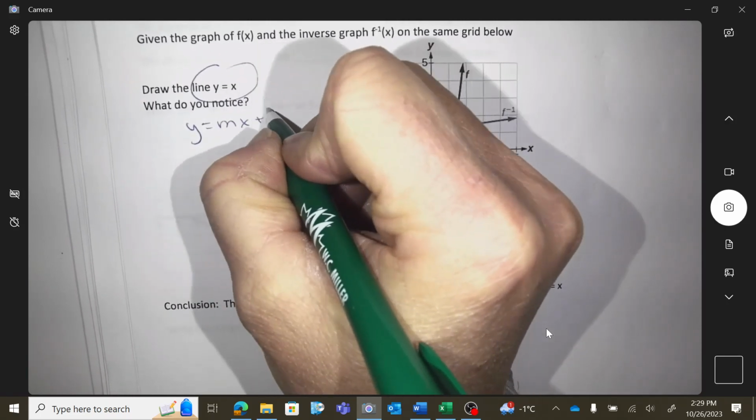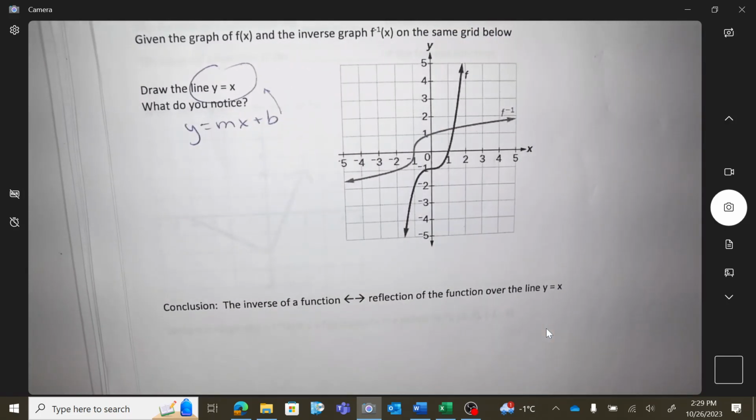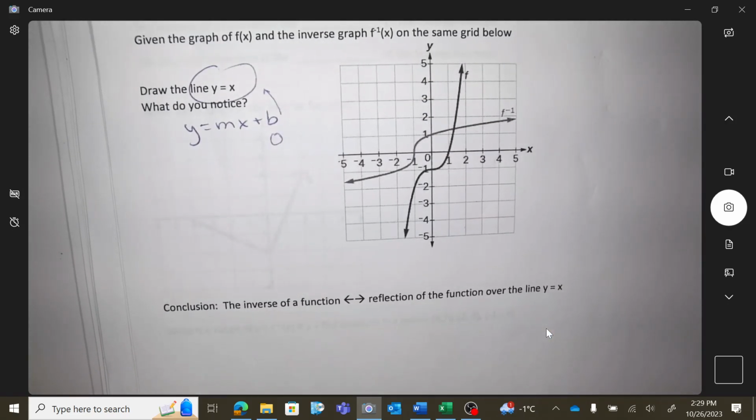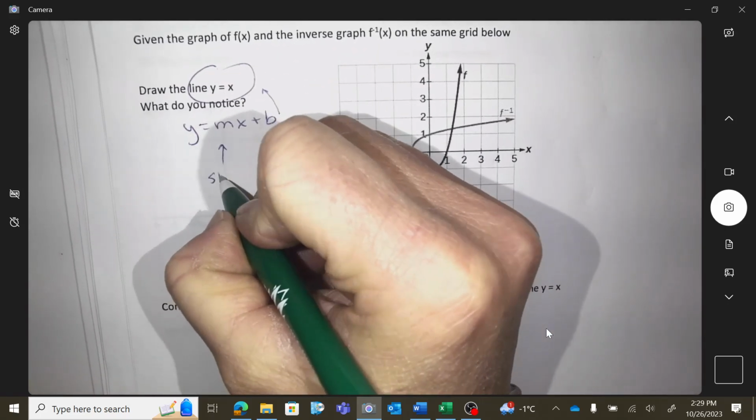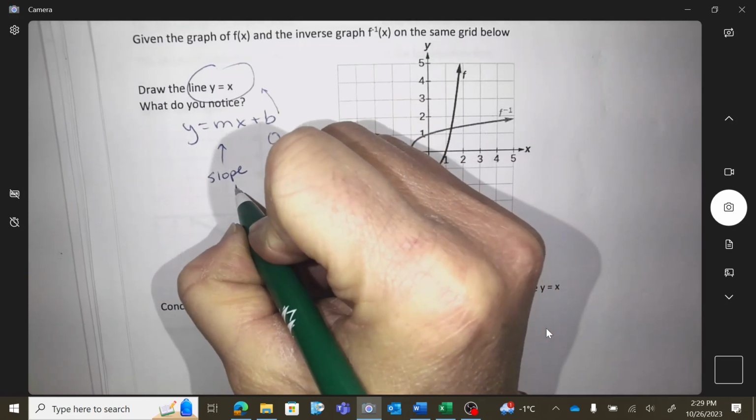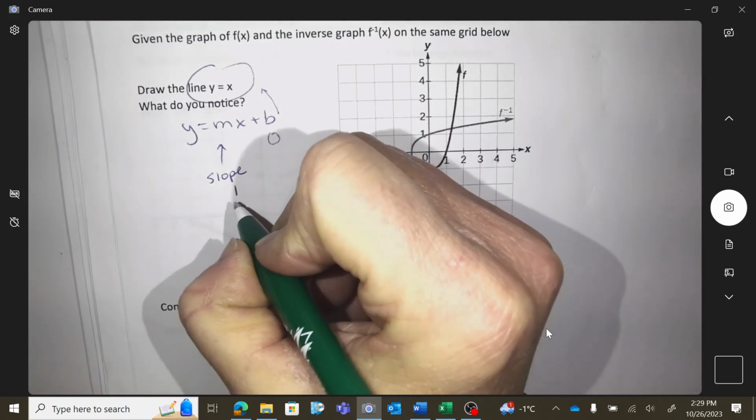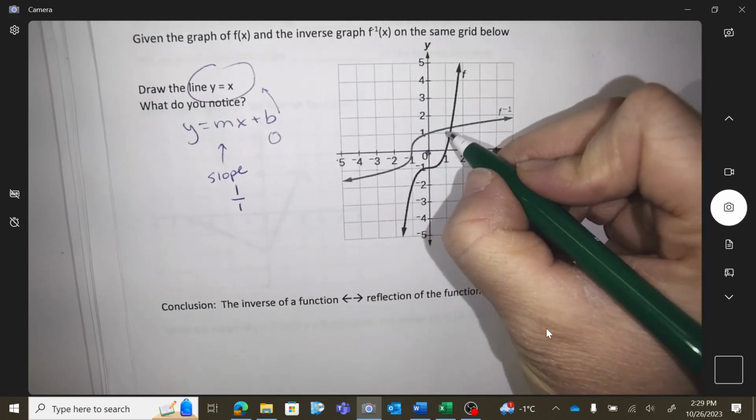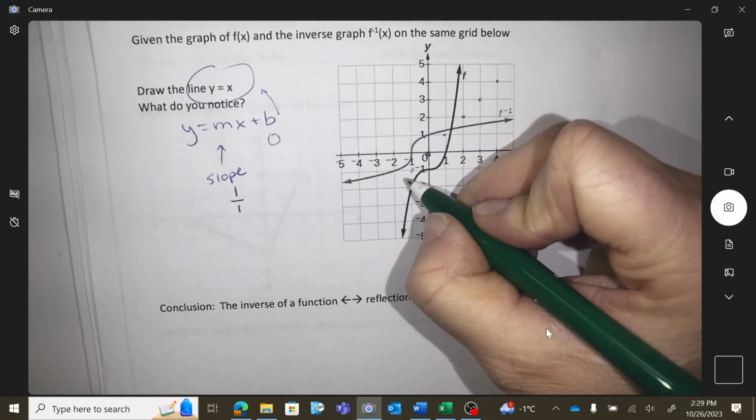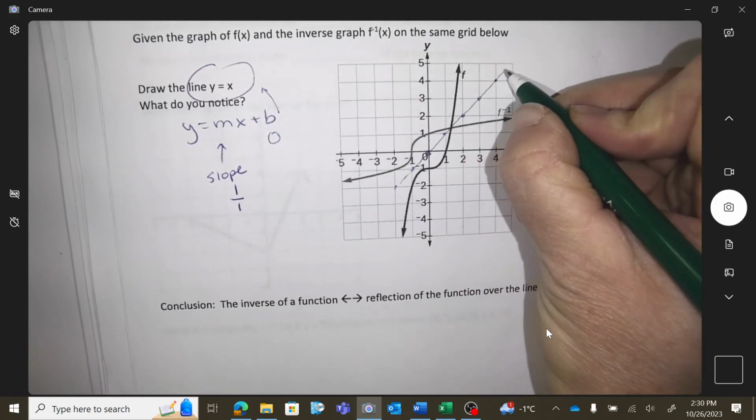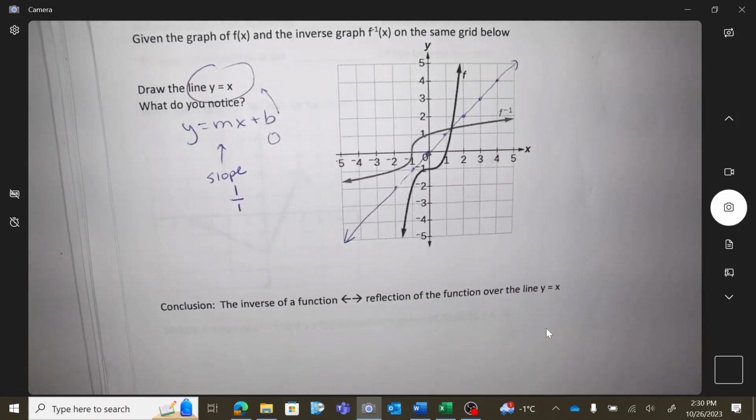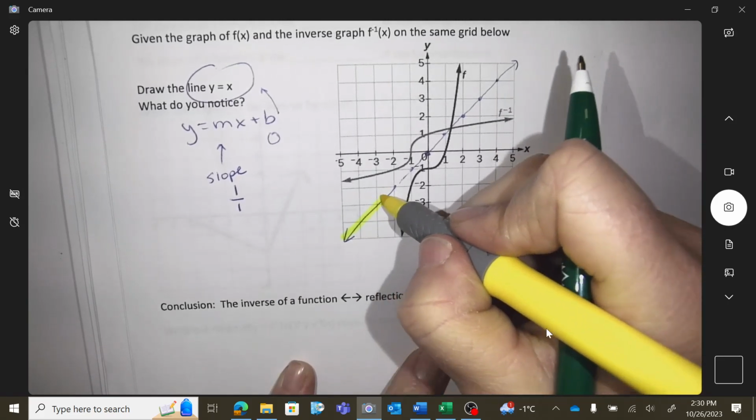y equals mx plus b. What's the y-intercept? 0. There's no number there, so it's 0. And what is the slope? 1, which is a fraction, 1 over 1. So how do you draw a line that has a y-intercept of 0 and a slope of 1? So that's the line y equals x.